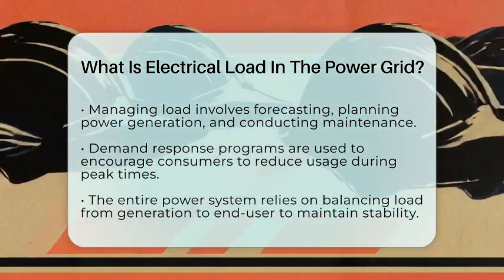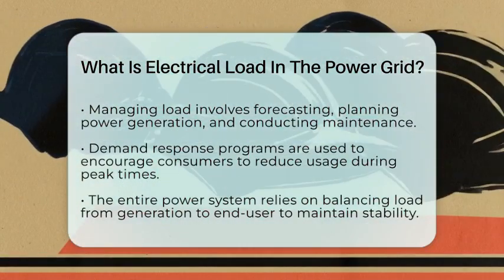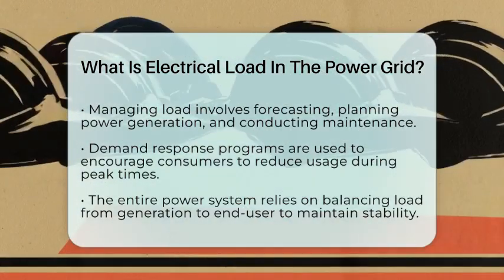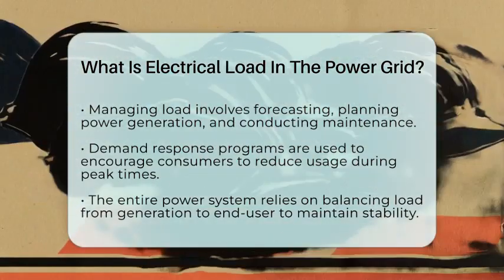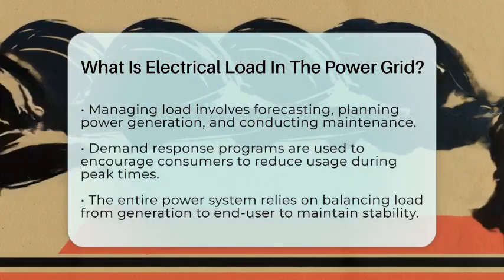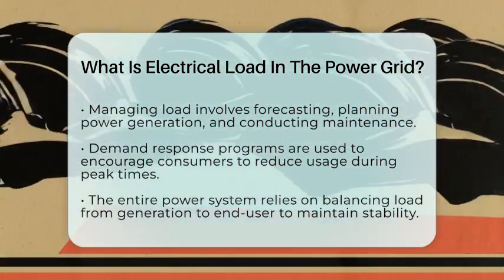In simple terms, electrical load is the heartbeat of the power grid. It's what drives the entire system, making sure everyone gets the electricity they need when they need it. Utilities monitor and manage this load constantly to keep the lights on and the machines running without interruption.